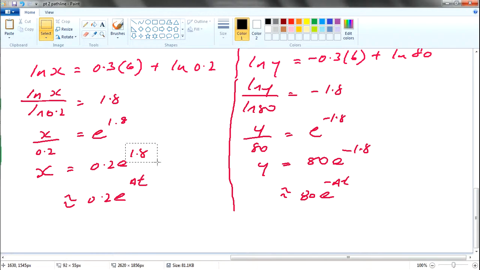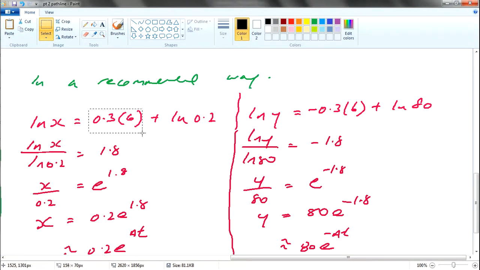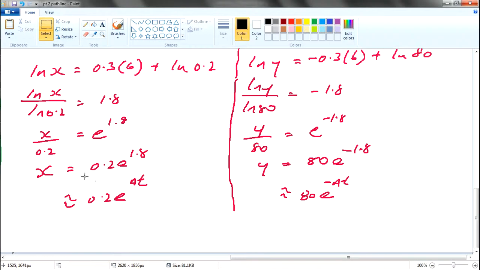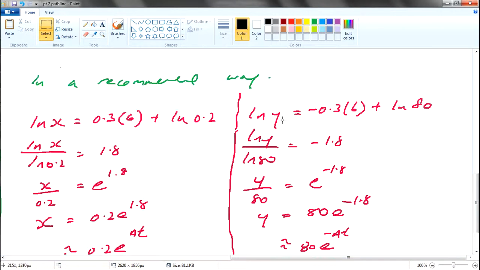So what is this? This is actually 0.3 times 6. And so 0.3 is the A and 6 is the time. So in general, the equation can be said that 0.2 e^(at) is equal to x, and at minus at is equal to y. This is the same method as from here, so I'm not going to explain this. And then just take a look, pause the video and look around.